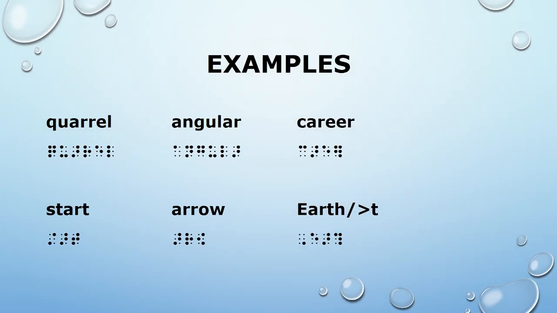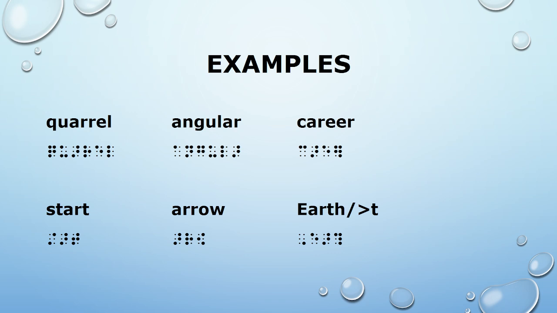So we have the word quarrel, angular, and career. For the word quarrel, AR is found in the middle of the word. By the way, the word quarrel is spelled QUARREL, and we can contract AR at the middle of the word quarrel. So we have QU, the contraction for AR, which are dots 3, 4, and 5, followed by R, E, and then L.